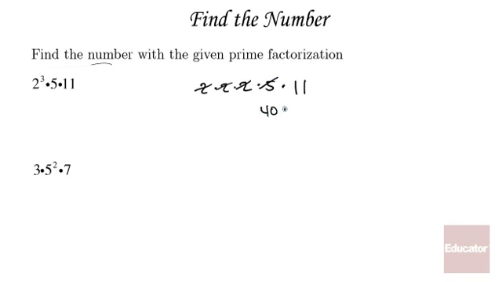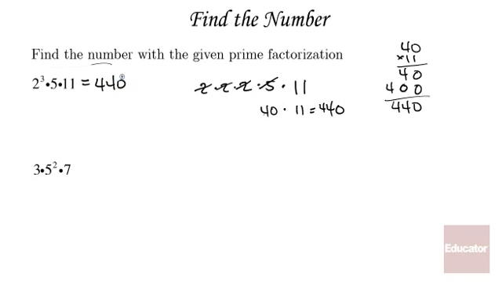40. And we're going to multiply that with 11. 0, 4, hold the place, and 4. 1 times 0, 1 times 4, hold the place, 1 times 0, and 1 times 4. So 440. 11 times 4 is 44, tack on the 0. So this prime factorization equals 440.